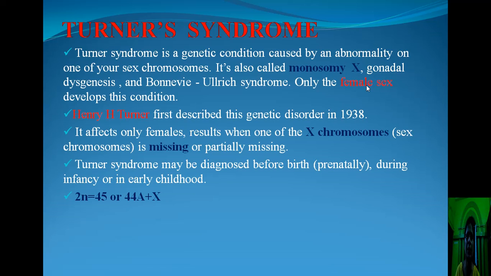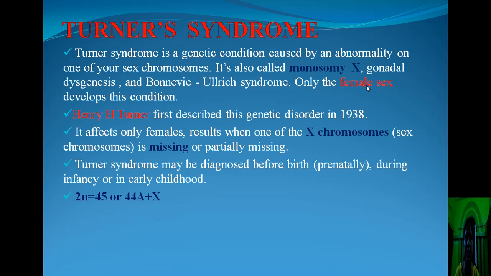Next come to Turner syndrome. Turner syndrome is a genetic condition caused by the abnormality of one of your sex chromosomes. It is also called monosomy X, gonadal dysgenesis, and Bonnevie-Ullrich syndrome. Only the female sex develops this condition. Henry S. Turner first described this genetic disorder in 1938. It affects only females. It results when one of the X chromosomes is missing or partially missing.